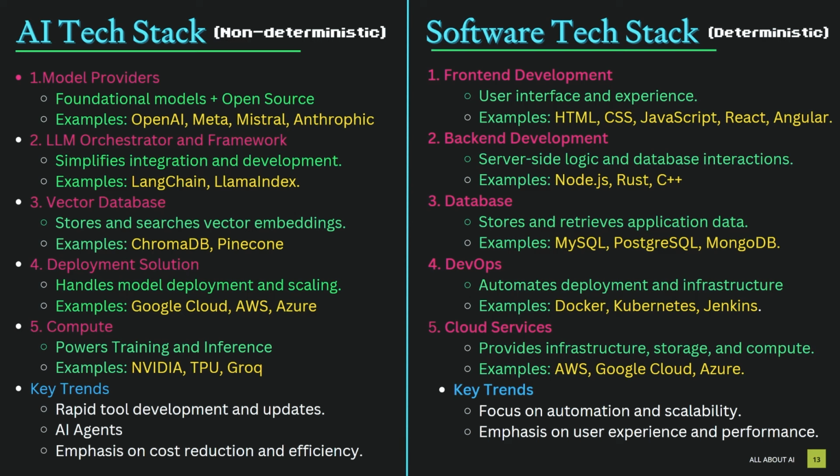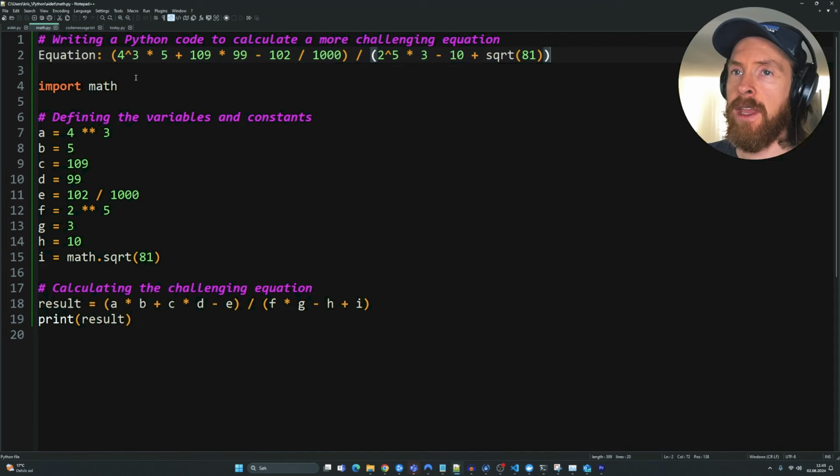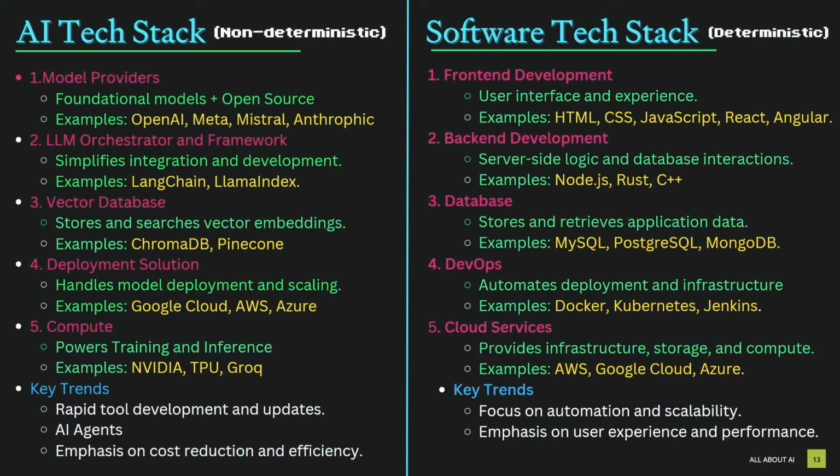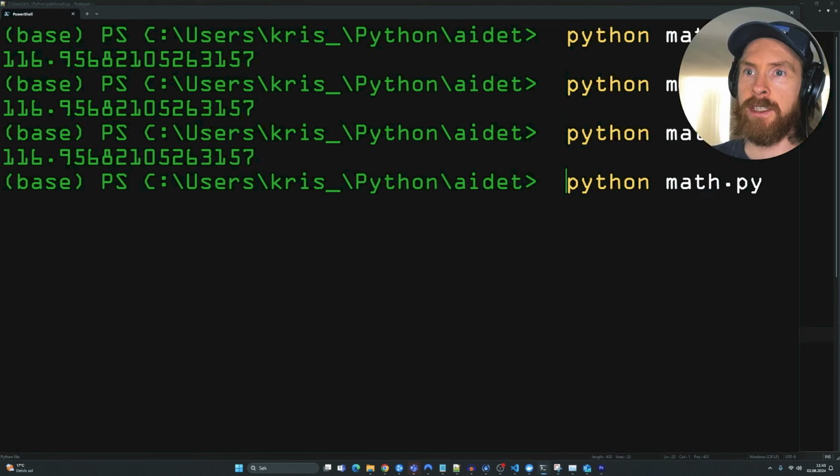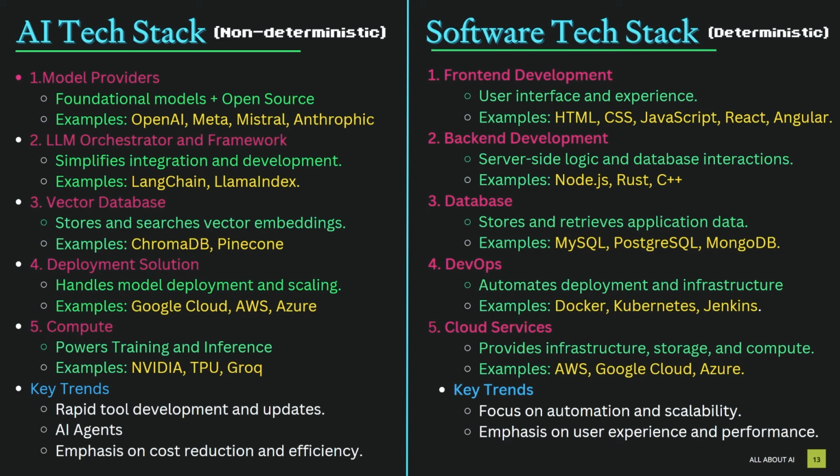Okay, so this is kind of my idea of how I look at the AI tech stack versus the software tech stack. You can see I have put down non-deterministic and deterministic. So this is my idea of how I think about the differences between these stacks, because in the software tech stack, it's very easy and it's reliable and it should be deterministic. Like if you run the same code 10 times, you would expect to get the same result every time, right?